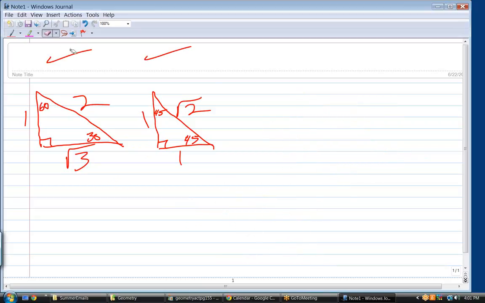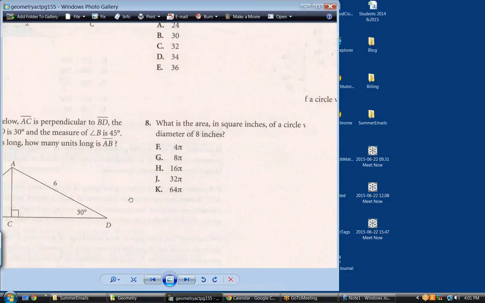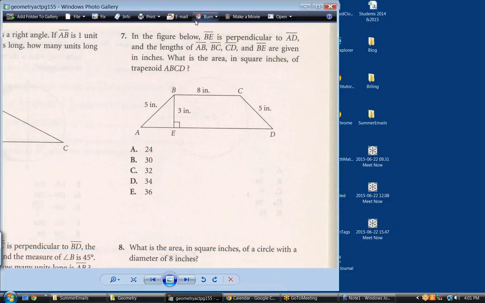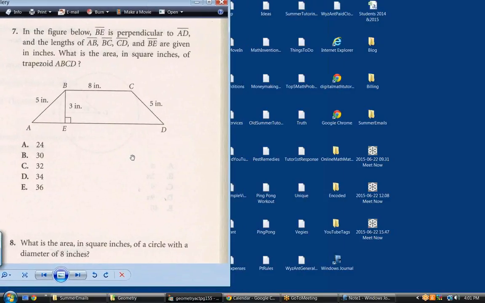All right, let's go on. I think you got that down pretty good. I'm not sure. Does this look familiar? Have we done this? I think maybe we've done it. This doesn't look familiar. Okay, let's do it then. So we want to figure out the area of that trapezoid.